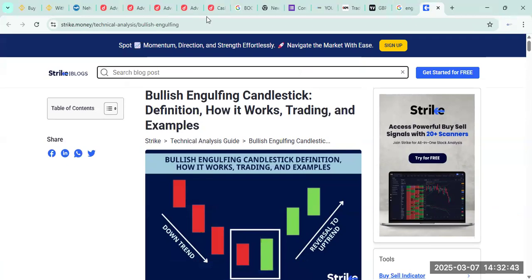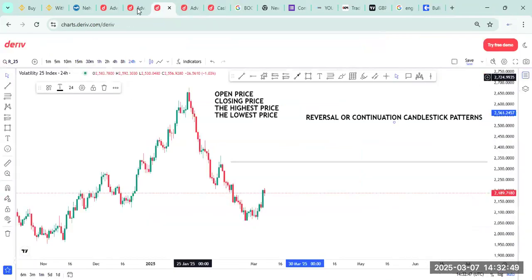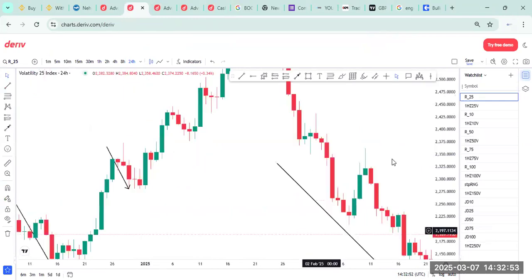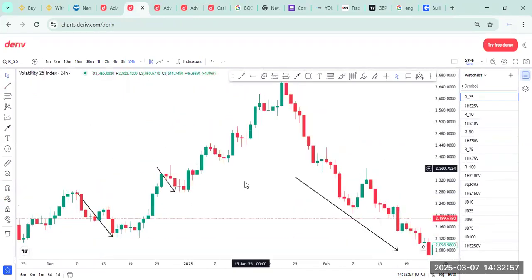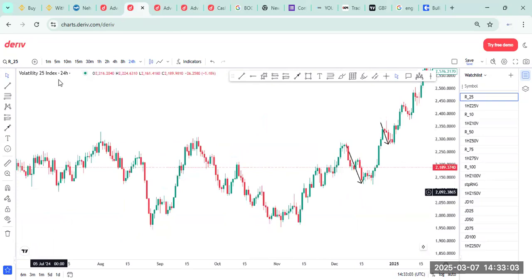Okay, so let's check the bearish engulfing. The example of the bearish engulfing we just did for bullish, let's do for bearish. So for a bearish engulfing, you are looking for an uptrend, all right? You are looking for a market that is trending up.